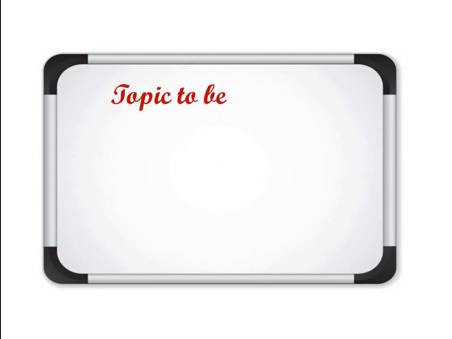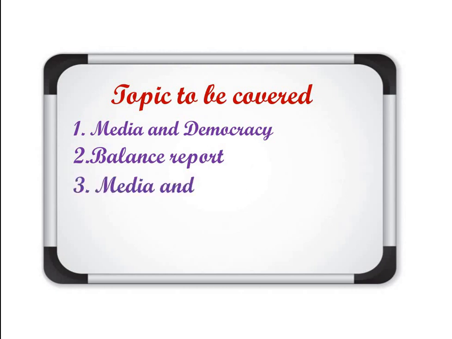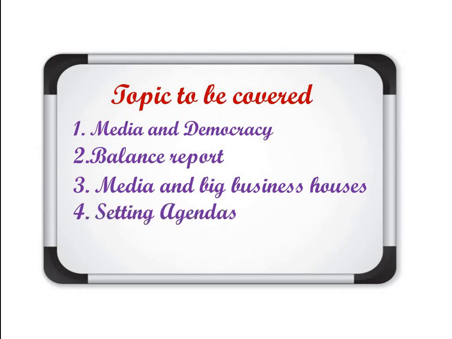The topics to be covered in today's lecture are: number 1, media and democracy, the very important topic of this chapter. Then balance report. What is this balance report? Number 3, media and big business houses. What is the link between media and big business houses, means the big businessmen? Number 4, setting agendas. What agendas does the media set to cover the news? Number 5, the local media. So how this local media appeared, we'll discuss. So let's start with the different topics here.